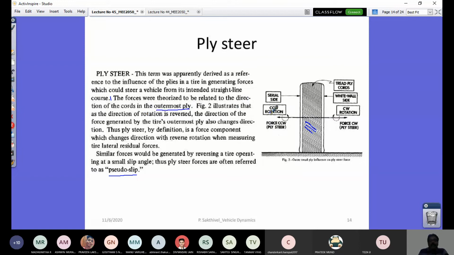Thus Ply Steer by definition is a force component which changes direction with reverse rotation when measuring tire lateral residual forces. Similar forces would be generated by a tire operating at a small slip angle, and that is why this Ply Steer force is also referred to as pseudo slip. So it is similar to slip angle: when slip angle is generated, you have a side force. The slip angle generation here is because of the outermost ply cord orientation.